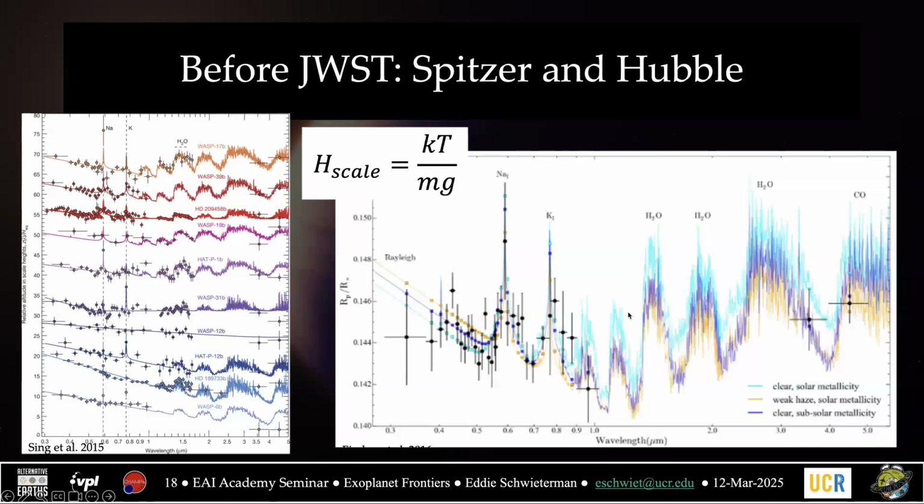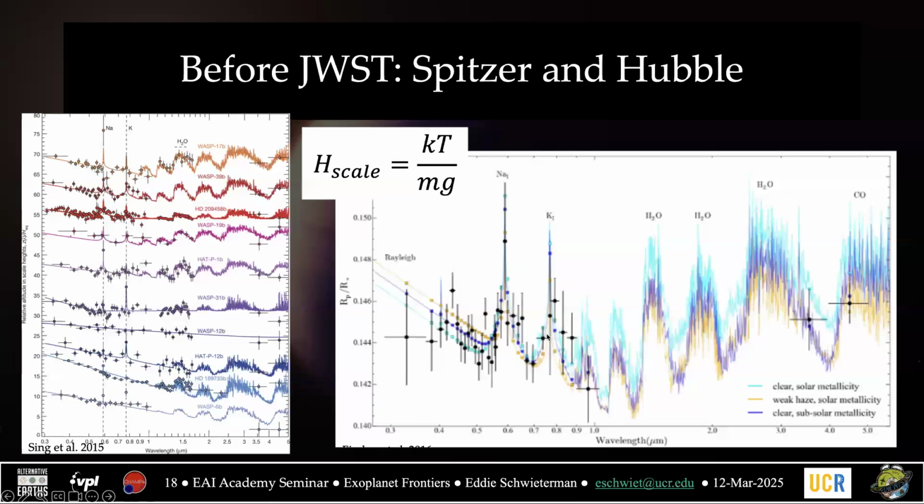If you look at this, these are model hot Jupiter atmospheres, and then the black points are actual data from the Hubble Space Telescope, which can look in the visible and very near infrared, and the Spitzer Space Telescope. And what you can see is that for most of the spectrum in the near infrared, we have no data. And take a look at the size of the data points here. The error bars are quite large. And so this was the situation before JWST.